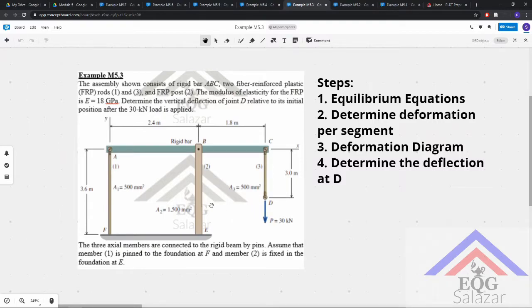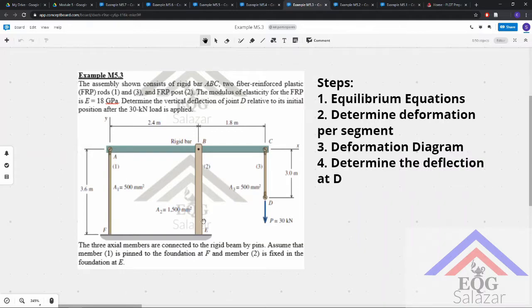So we have an assembly that consists of a rigid bar ABC. This rigid bar will not bend or deflect. Two fiber reinforced plastic rods, or FRP rods, 1 and 3. You can treat them as steel rods or whatnot, but they are rods, so they will deform. The rigid bar is also supported by an FRP post at 2. Since this is an FRP post, it will also deform. And this is where our deformation diagram comes in.